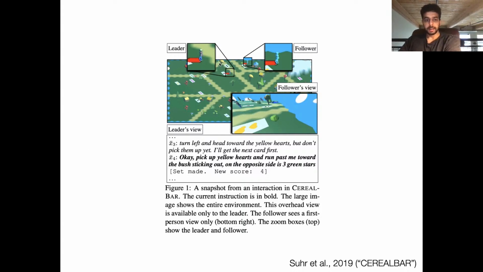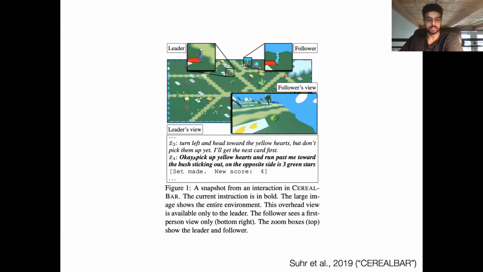In this particular data set, you have two humans who are placed into this virtual environment. One of them is a leader who is able to access the whole high-level information of this map. The other one is called a follower, and they can only see a limited first-person view of where their agent is currently located within the map. So the leader, with knowledge of the entire map, is trying to give commands to the follower to navigate through this environment to pick up certain items which give them scores and so on.